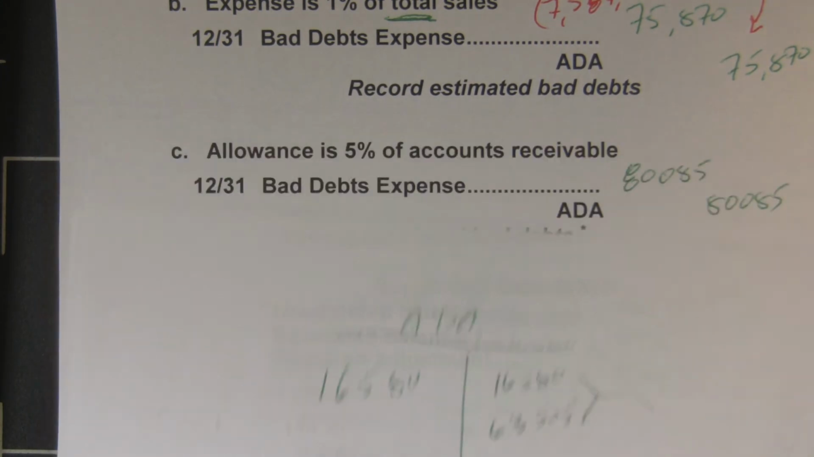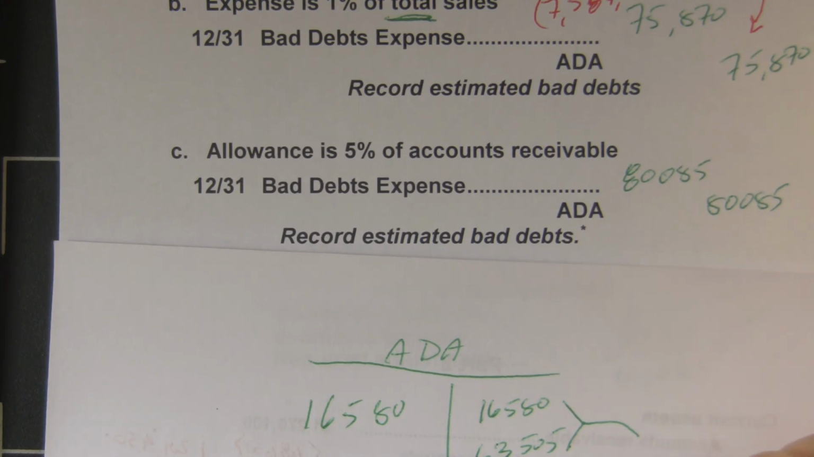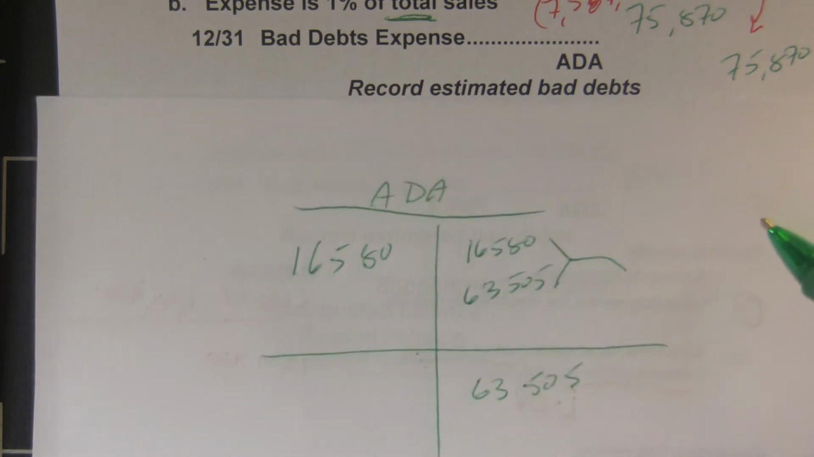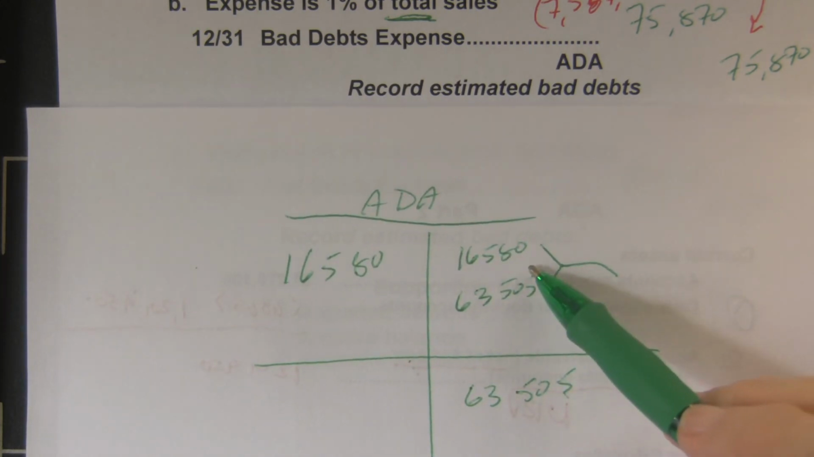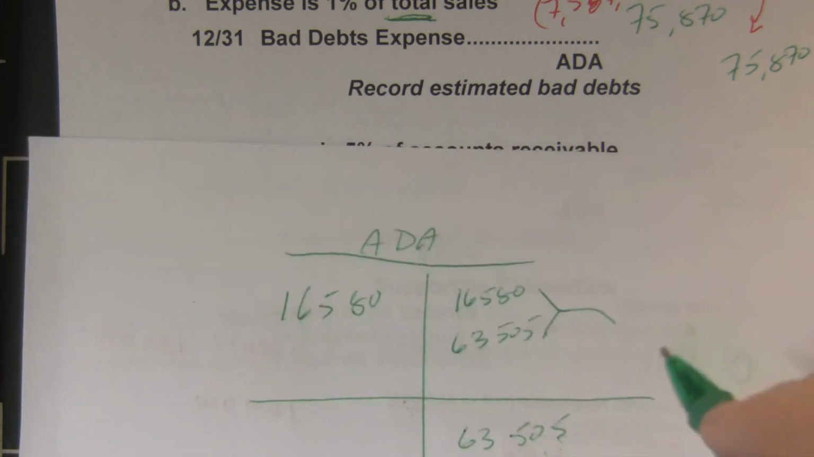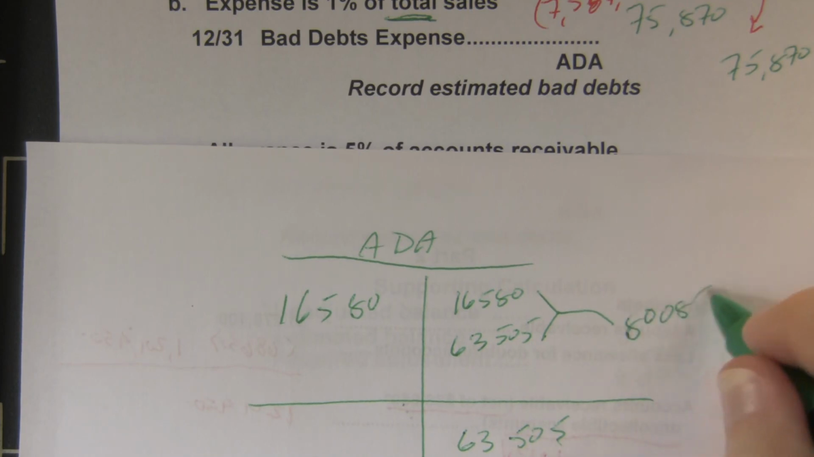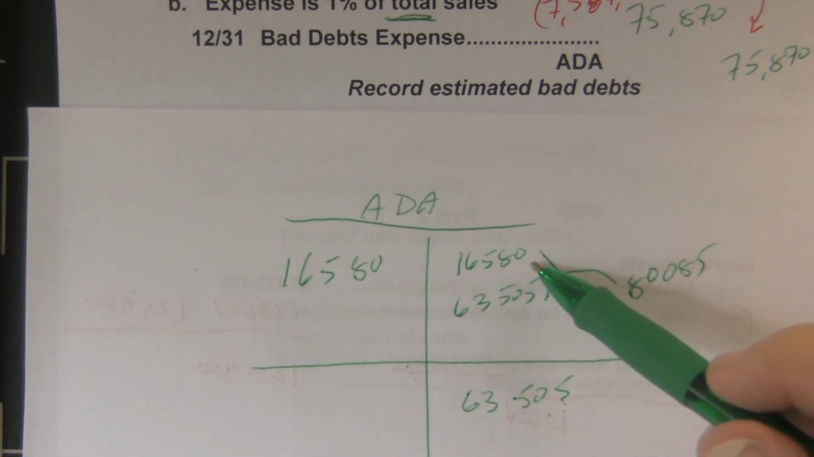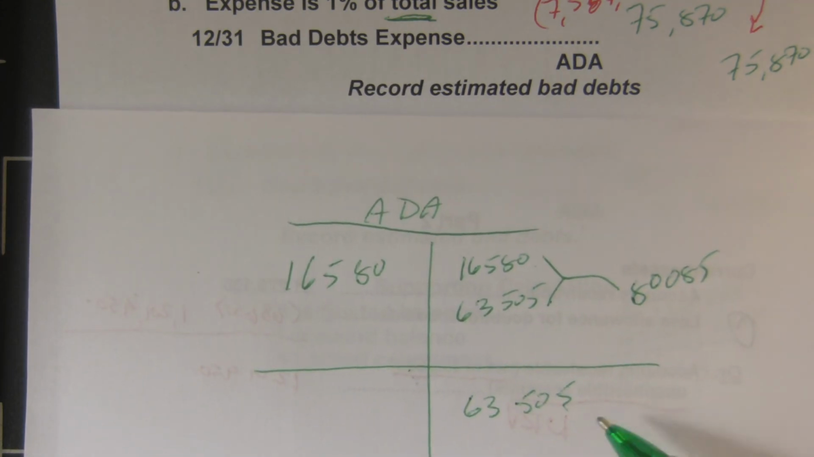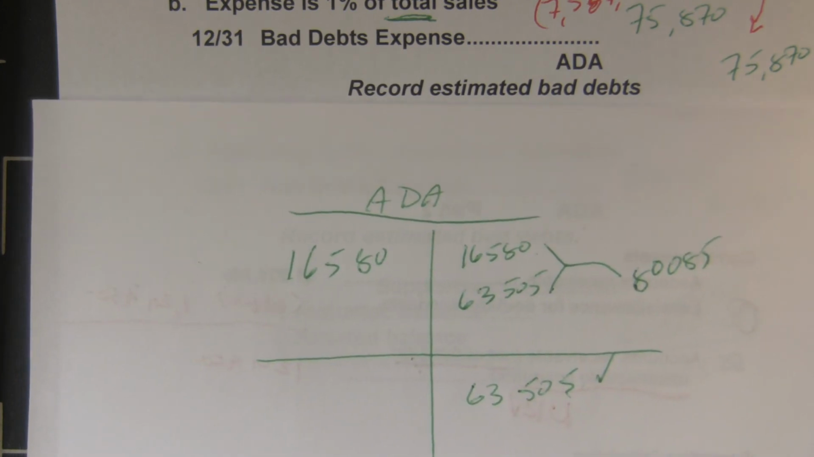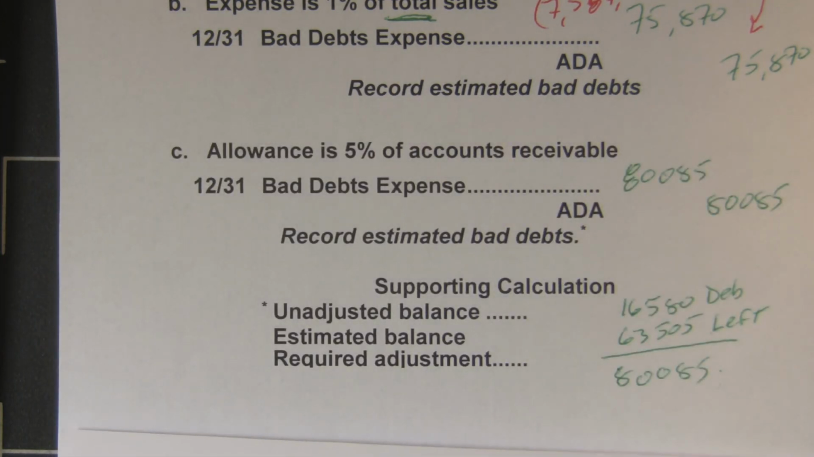So when you add those together, you come up with 80,085. Because remember, we had to account for the fact that we had a debit balance. So we needed to put more in there. So we needed to put in 80,085 to get us to where we wanted to be. Now, had that been a credit balance, we would have subtracted it from this number. When you're doing this method, you balance the balance in the allowance account. You always know where you want to end up, and you work to that.